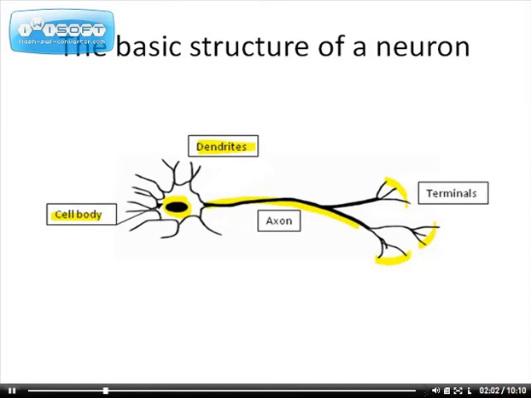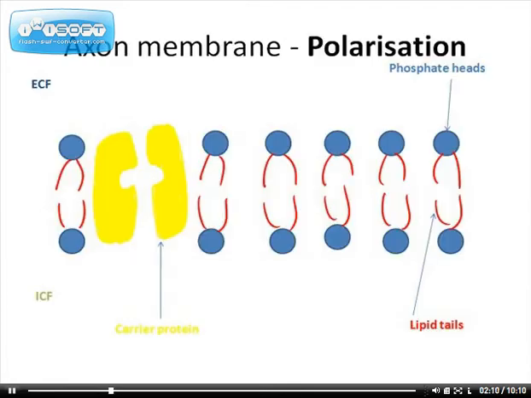Because an action potential takes place in the axon, this is what we're going to be looking at now. If you zoomed in to the membrane of an axon, it would look something like this. So you have the extracellular fluid on the outside of the membrane, and you have the intracellular fluid, which represents the cytosol of that particular cell. You have a carrier protein embedded in the membrane, and you have your phosphate heads and your lipid tails to make up your phospholipid bilayer.